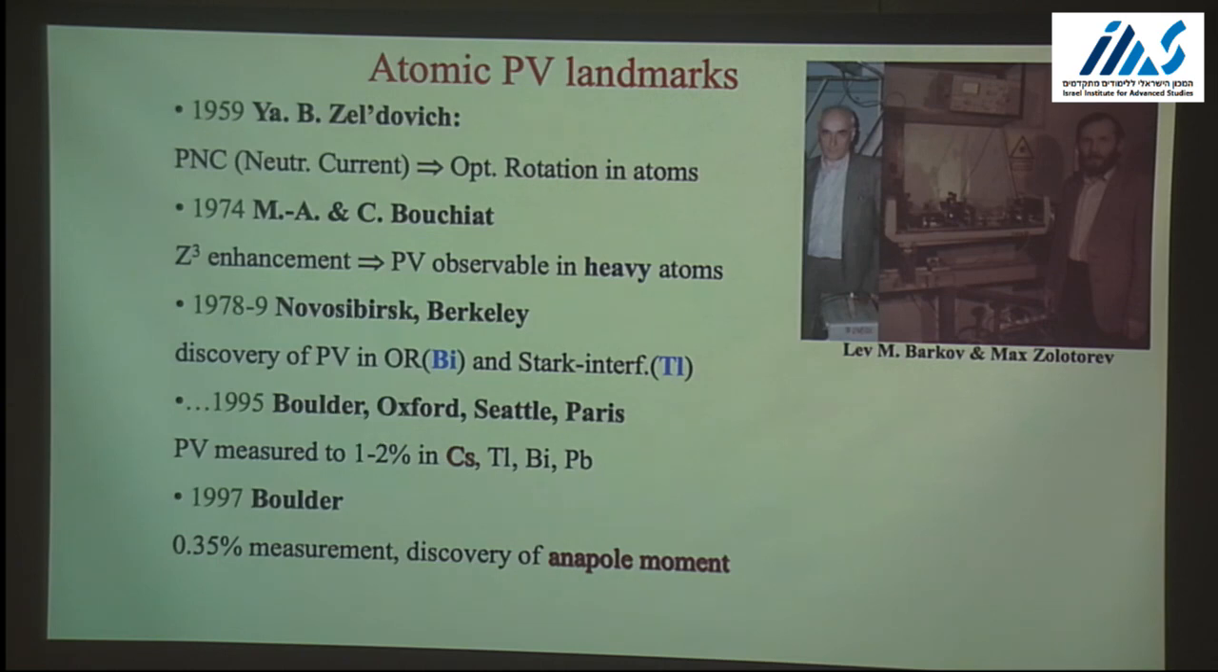So after this initial discovery, people continued to work on this, and by the mid-1990s this became a field of precision measurement, with 1 to 2% measurements in a number of atoms and transitions. And then in 1997, a huge leap was made by the group of Carl Wieman in Boulder. They reported a measurement in cesium atoms with 0.35% uncertainty.